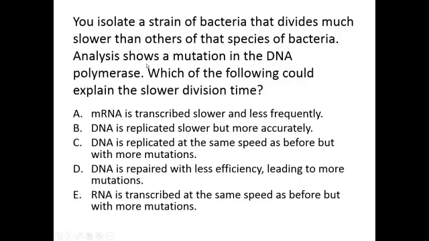It makes sense. If you have a mutation in the DNA polymerase that's proofchecking more thoroughly, it could slow things down. DNA is replicated at the same speed as before, but with more mutations. Well, this doesn't talk about slowing down the division of the cells. So it's out. DNA is repaired with less efficiency, leading to more mutations. Well, we did have a mutation, but it doesn't talk about this strain of bacteria having more mutations. It just talks about it dividing more slowly. So the answer is B.